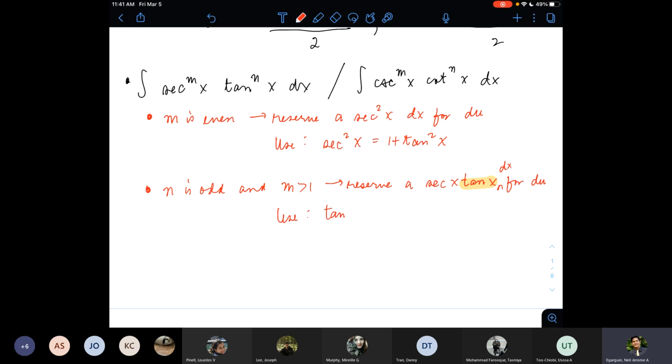The tangent squared x is secant squared x minus 1, and the remaining parts of the integral will be expressed entirely in terms of secants. So basically, I can let u be equal to secant x, and luckily we have reserved a secant x tangent x for the du. So that's what you can do.